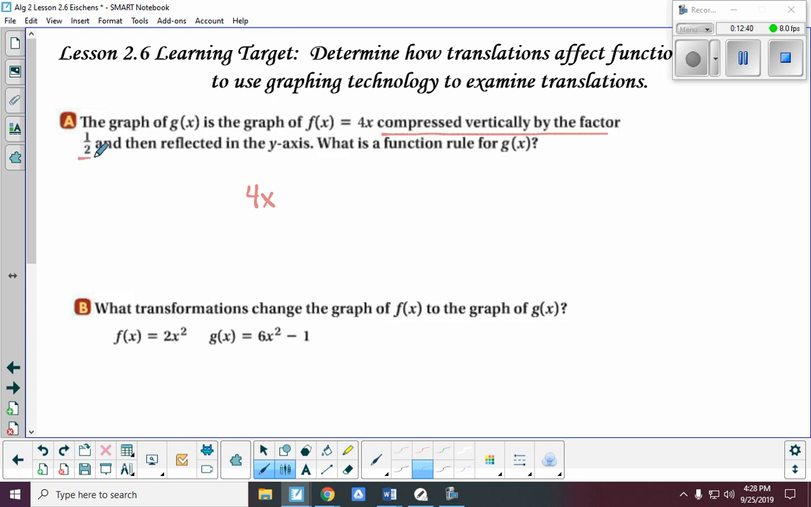A compression, we just said, is multiplying. So you multiply by 1/2, which gives you 2x. And the next step says then it's reflected in the y-axis. So again, this is the x, this is the y. So if you go over the y-axis, the x's are going to change. So we have to put in a negative x right here to show that it's reflected. And then to simplify, your equation is negative 2x, which is g of x.